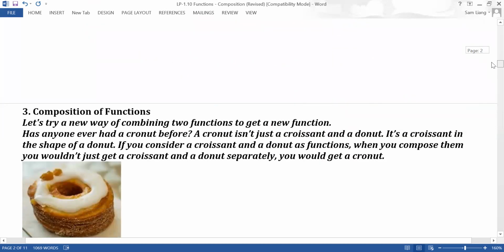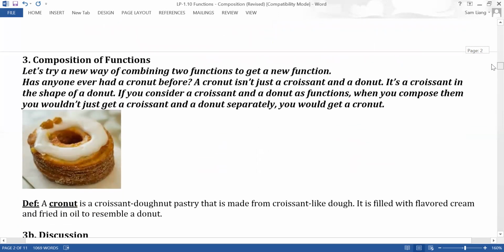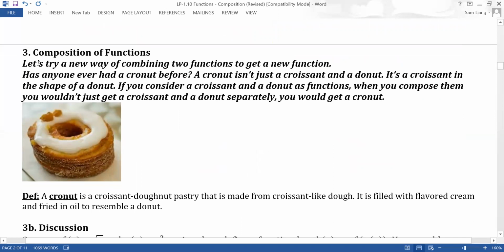Okay, so I'm going to talk about the composition of functions, and for that, before I get to the definition slide, let me just read what I would say to you in class. So composition of functions is the other half of our lesson for today. Okay, so let's try a new way of combining two functions to get a new function.